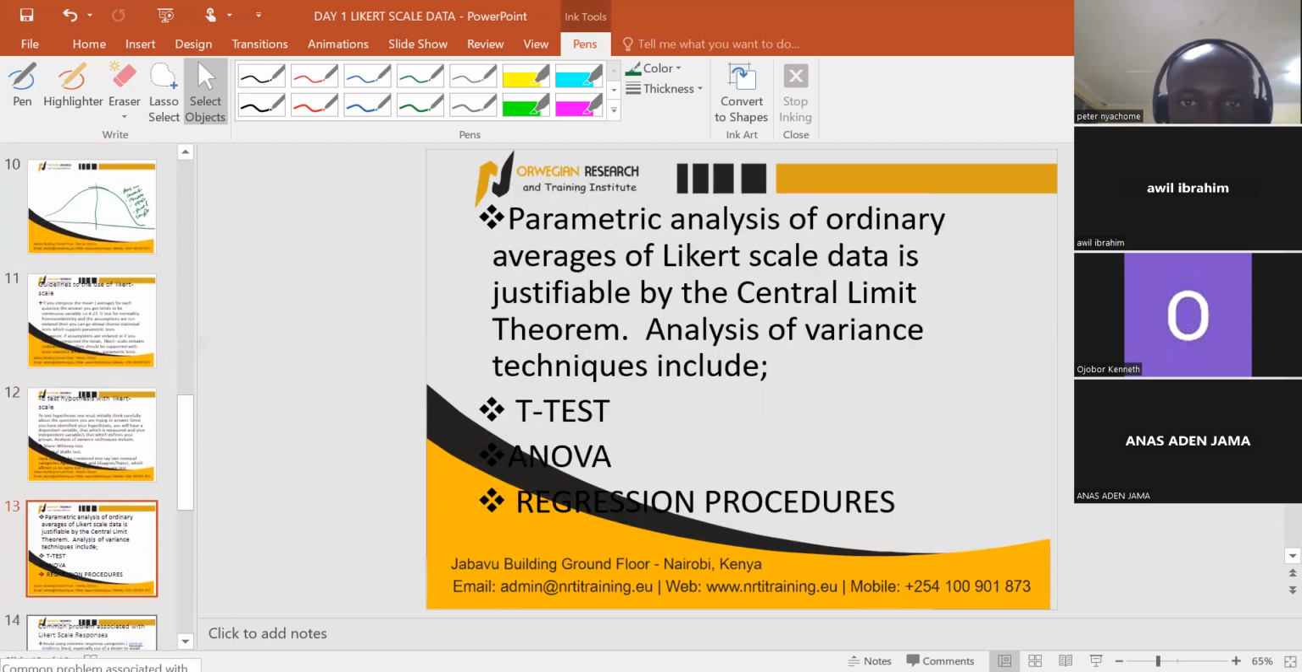Next is now the parametric equivalent. What is the rule? What is the rationale for us to run parametric tests using a Likert scale? We are getting justification from what we call the central limit theorem. This is a theorem that those who did a bit of mathematics at the university level will know. It justifies us to run the analysis of variance, t-test, ANOVA, and regression results, especially multiple linear regression. All can be justified using what we call a Likert scale, so long as the central limit theorem has been justified.